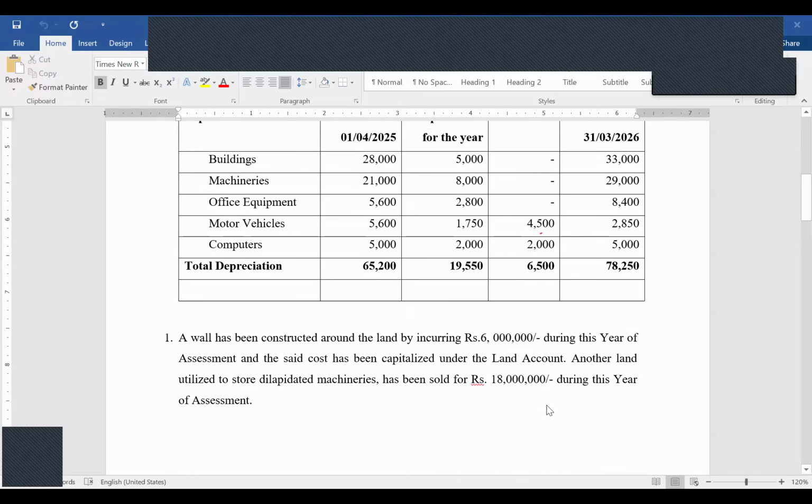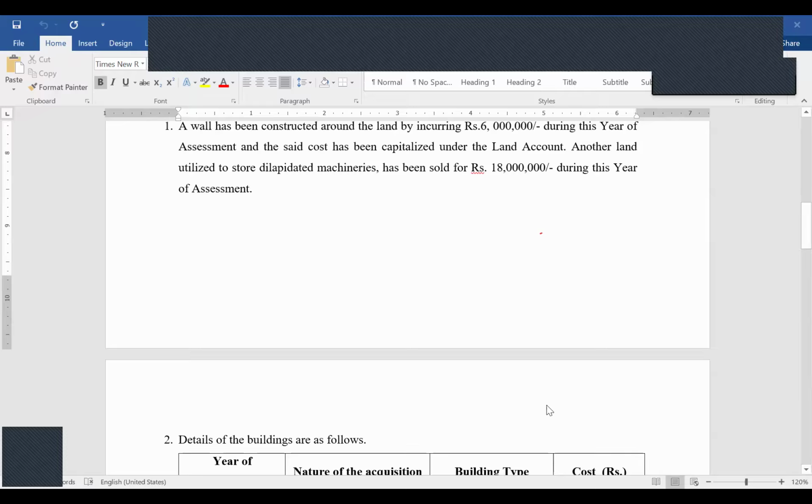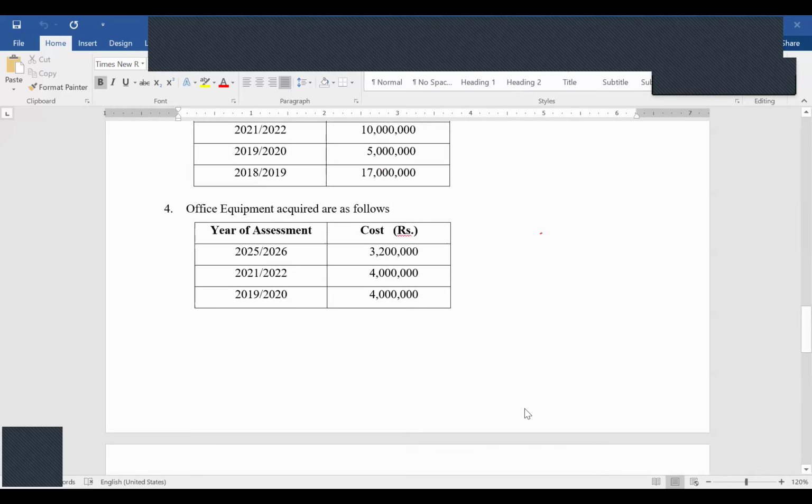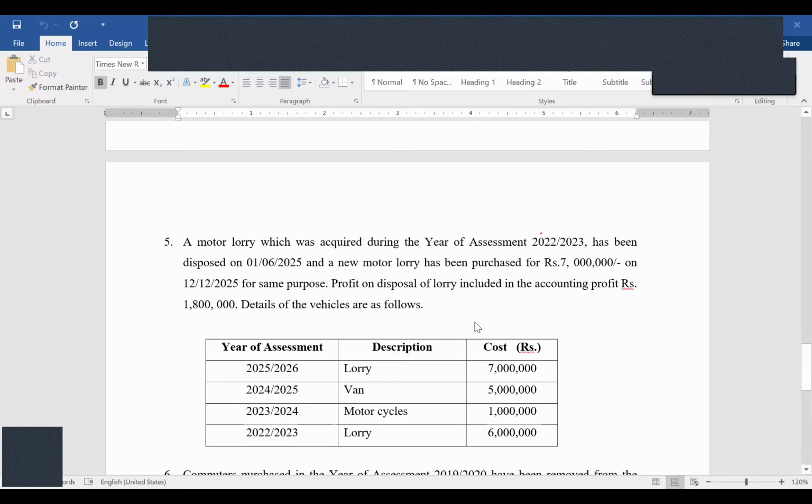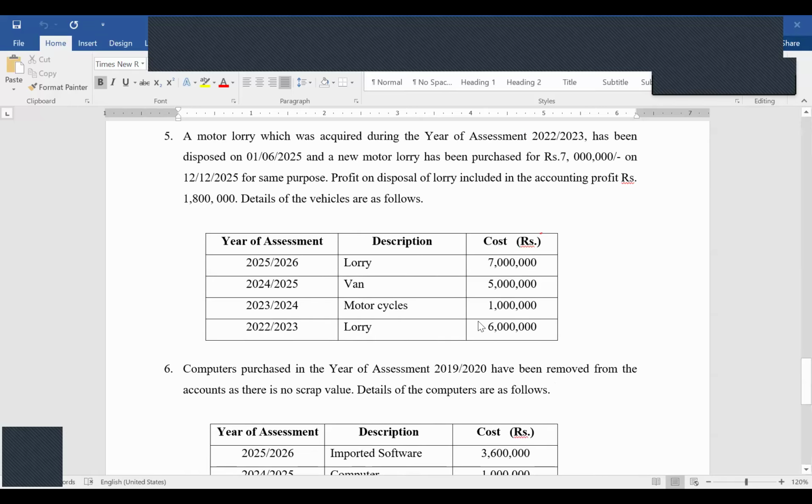By selling that asset for some amount, we have received 1.8 million profit. That means we know the profit value, we know the written down value of the asset, we know the cost of the asset. So using these values, we can calculate the sale proceeds, the value we sold that lorry. So using that sold value, we can calculate our capital allowance amount for the deduction of this period.